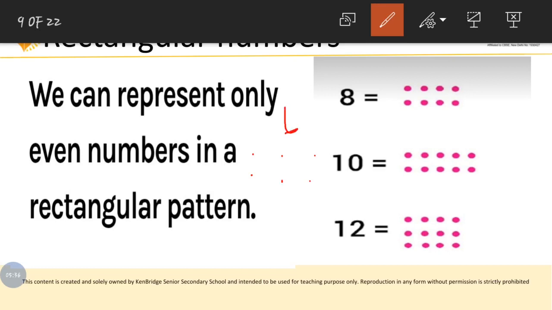So 6 can be shown as a rectangle, but if you consider 4, 1, 2, 3, 4, this is not a rectangle. This will be a square number, because this is a square shape, right? So it will not come under rectangular numbers. And if it is 2, you can only keep 2 dots, and this will be a line number.